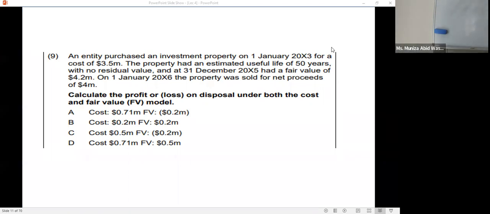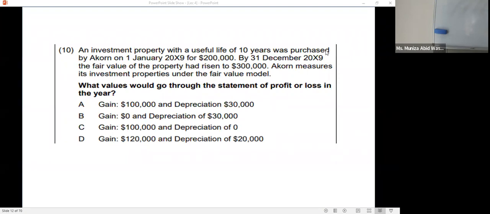Shall we move on? Clear, everyone? Sure? Okay, I'm not erasing it. If you want to write it later, you can. Question number 10.